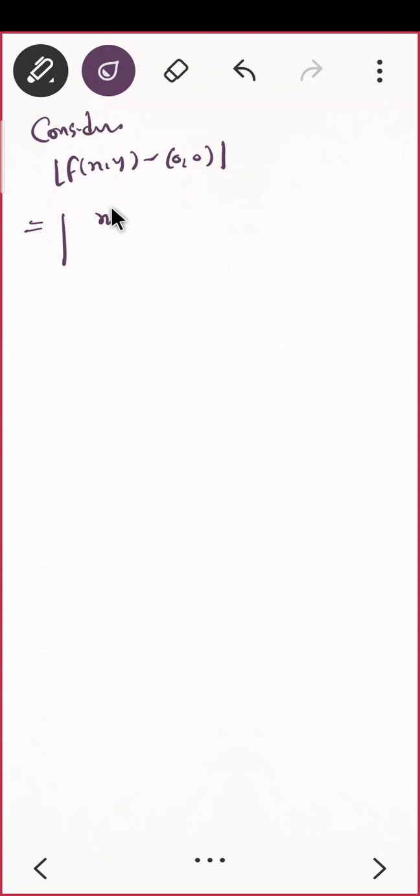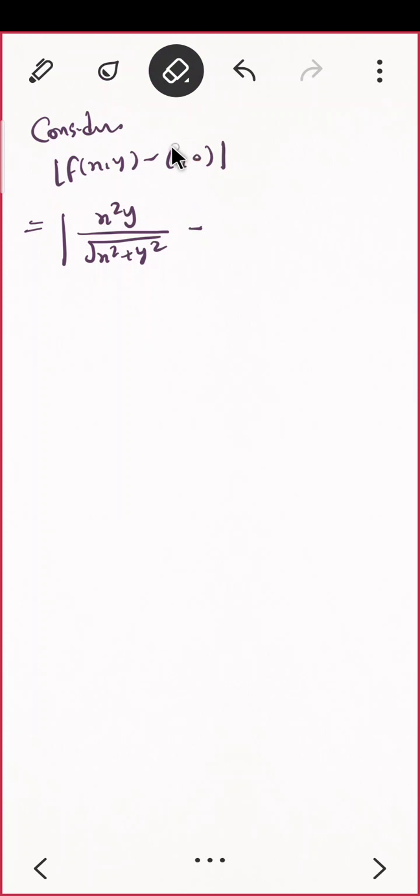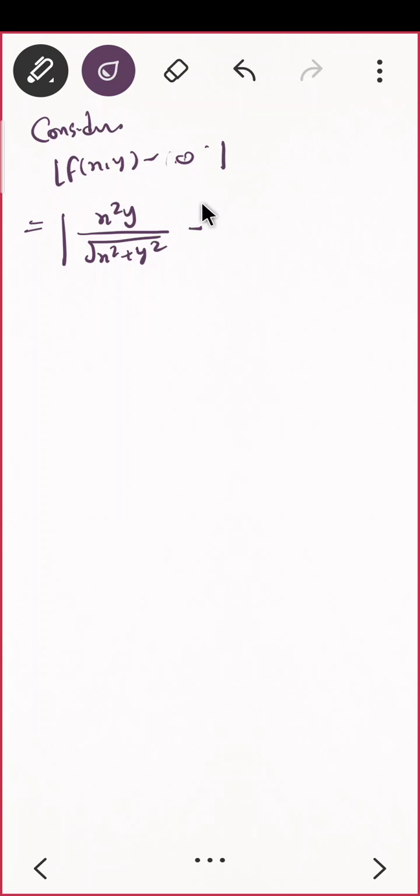Consideration part. Consider. What you should consider? F of xy minus 0, correct? That is equal to, what is your f of xy? It is given as x square y upon square root of x square plus y square, and minus 0. Since it is a scalar valued function, it should be minus 0, so I'll just ignore that. Okay, can you tell me the next step?